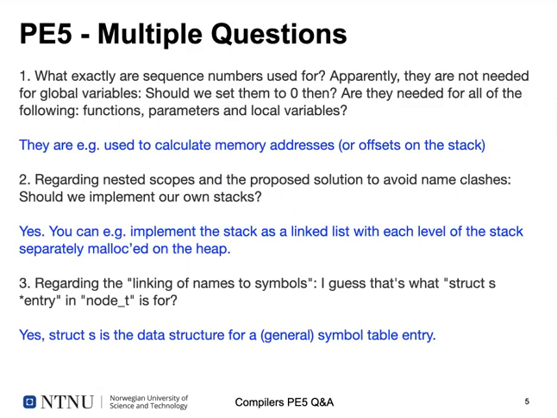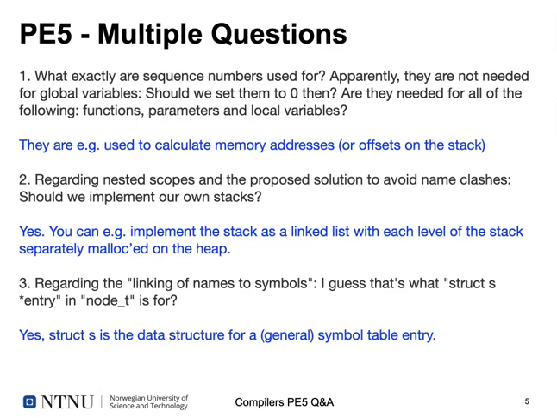Then we had multiple questions by another group. The first one was about the sequence numbers, what exactly they are used for. Apparently, they're not needed for global variables. Should we set them to 0 then? Are they needed for all of the following functions, parameters, and local variables? One important thing that we are going to use the sequence numbers for, and if I remember correctly, also for global variables actually, is to calculate memory addresses.